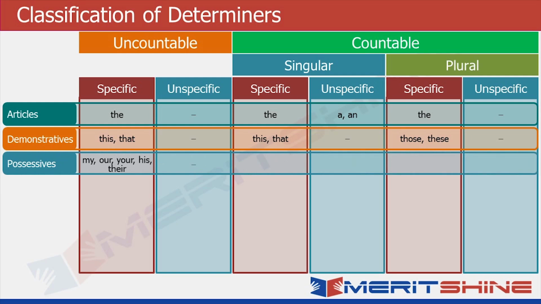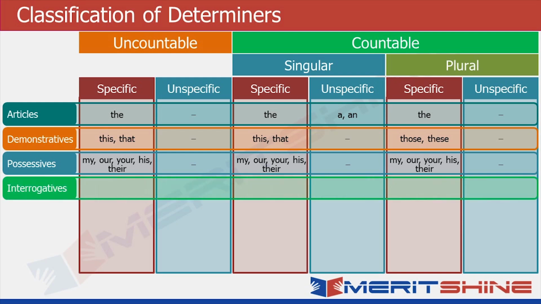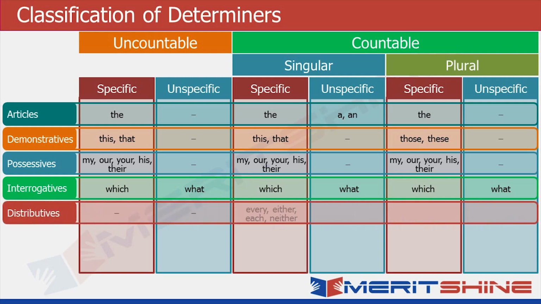Possessives such as my, our, your, his, their, etc. are always used for specific reference with both countable and uncountable nouns. Interrogative what is used for unspecific reference with both countable and uncountable nouns. Interrogative which is used for specific reference with both countable and uncountable nouns. Distributives such as each, either, neither, every are used with singular countable nouns in specific sense.